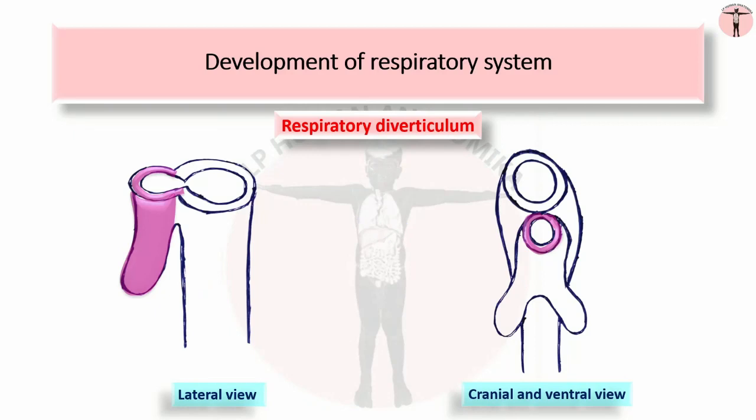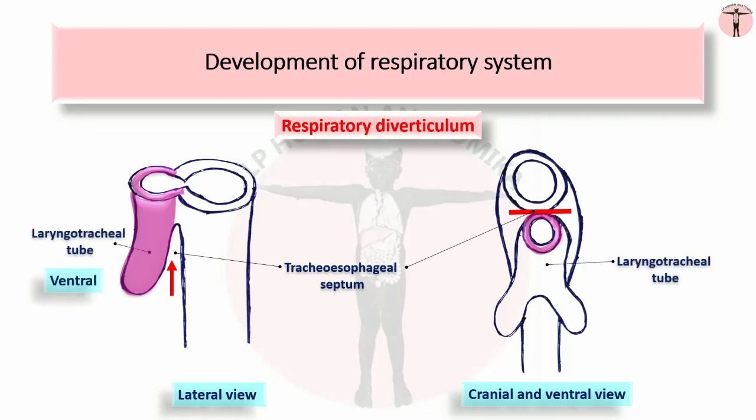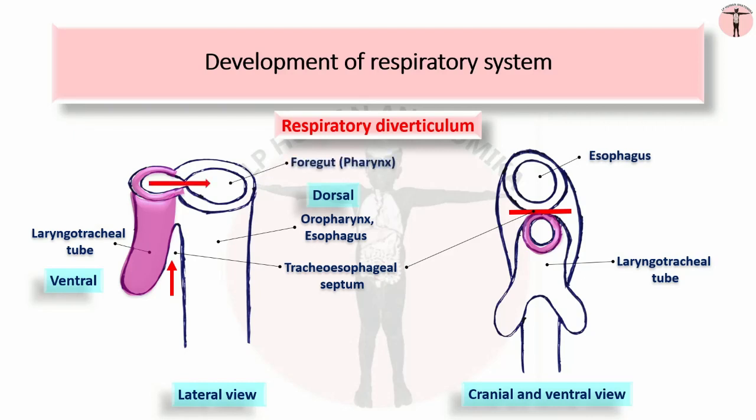Subsequently, these ridges approach each other and fuse to form a partition called the tracheoesophageal septum. This septum divides the cranial part of the foregut into a ventral part, the laryngotracheal tube, which forms the primordium of the larynx, trachea, bronchi and lungs, and a dorsal part which forms the primordium of the oropharynx and esophagus. The opening of the laryngotracheal tube into the pharynx at the cranial end becomes the primordial laryngeal inlet.